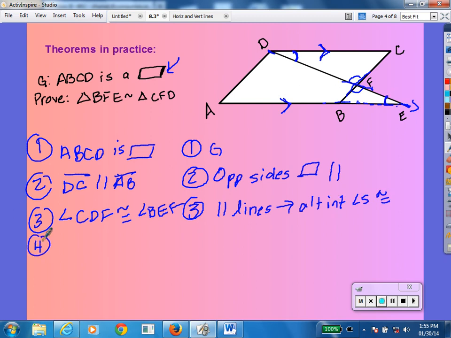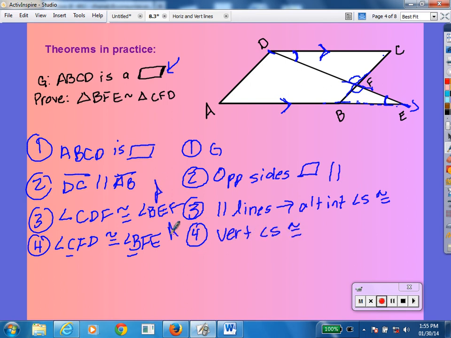Step 4, angle CFD congruent to BFE. Be careful when you name those. C corresponds to B. You'll notice they're in opposite corners. They're the one angle that we didn't mark. And be careful, all right? And that's because vertical angles are congruent, and that's an angle, and that's an angle.